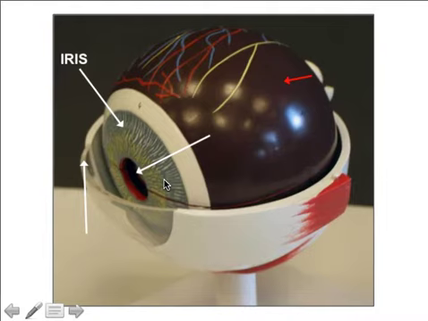The clear skin in front of the iris and the pupil is called the cornea. It is unique in that when light passes through it, instead of scattering, it will bend. This is something called refraction. And then, of course, the opening is the pupil.